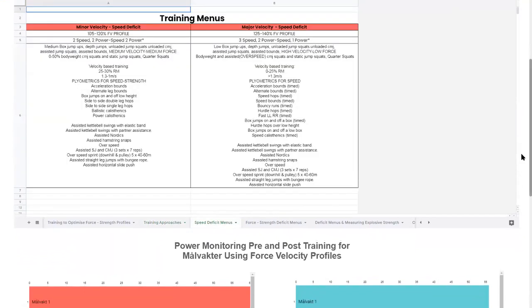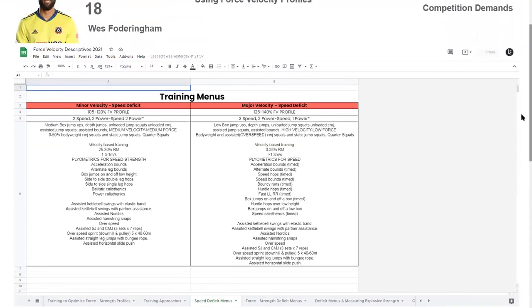So we had a look at this. We're just going to have a little look at this snapshot of training menus to develop speed. And this is with velocity-based training guidance, and also rep max guidance here as well. So if you had a minor speed deficit, this is your focus, this is your emphasis. These are the exercises here.